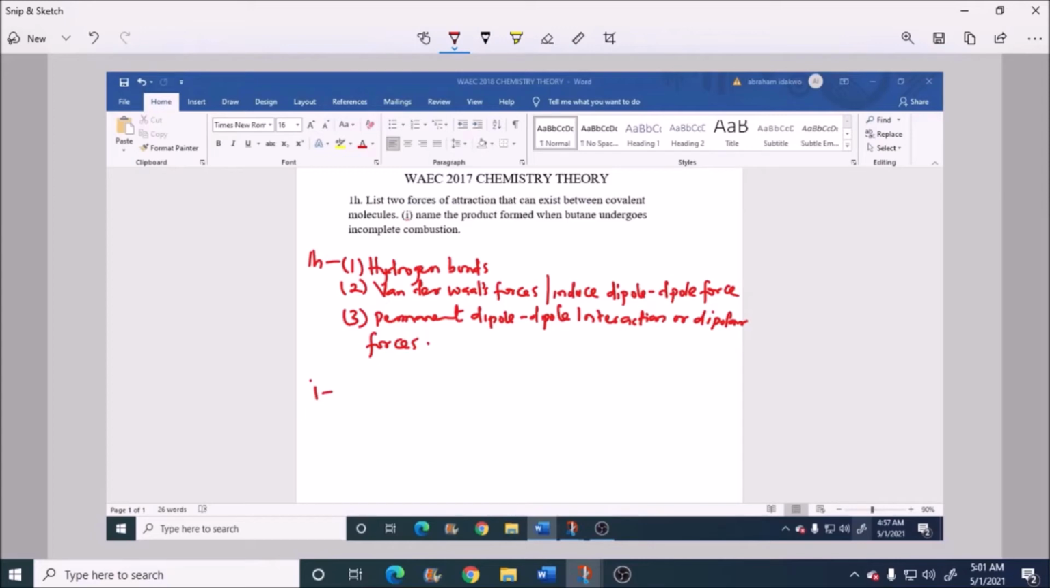So then in figure 1, we have to name the products formed when butane undergoes incomplete combustion.